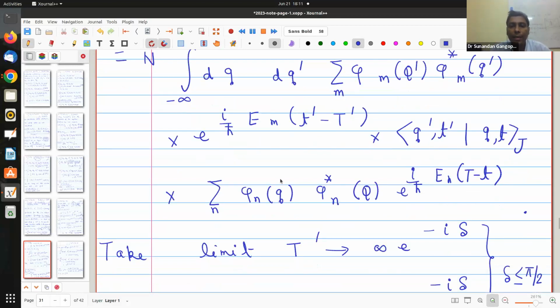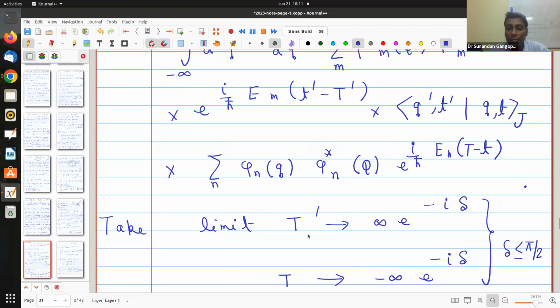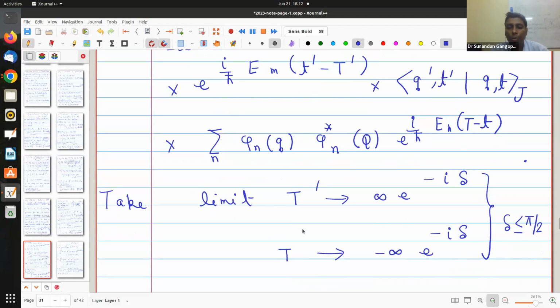Now let us take the limit capital T prime going to the time which is greater than capital T, so we are taking this time to the infinite future. We take capital T prime to infinity e to the power of minus i delta. If you take this limit, it is basically equivalent to rotating the time axis in the clockwise direction. And take capital T to be equal to minus infinity e to the power of minus i delta, where delta is less than or equal to pi by 2.